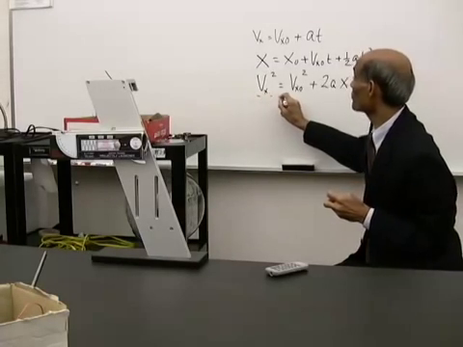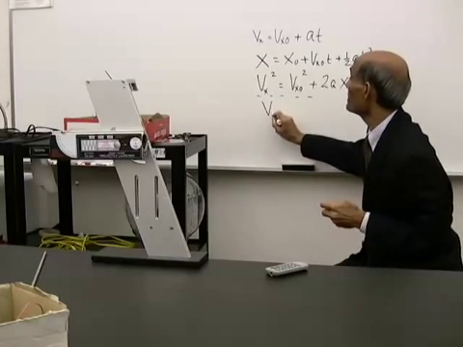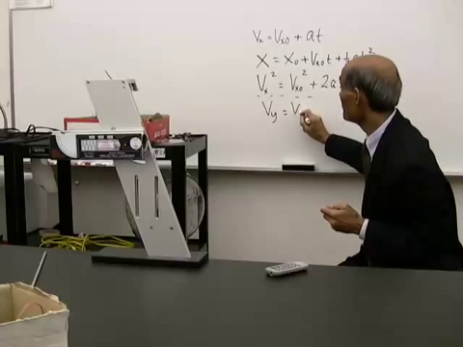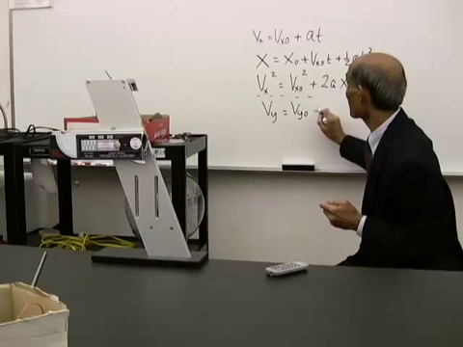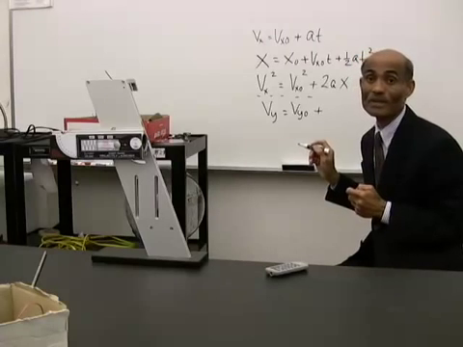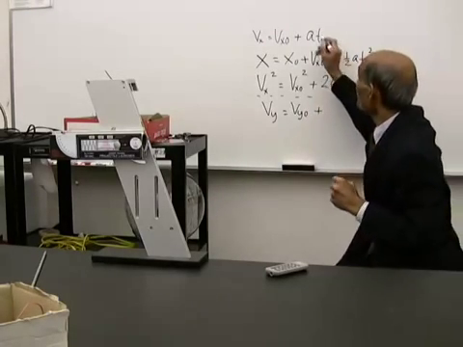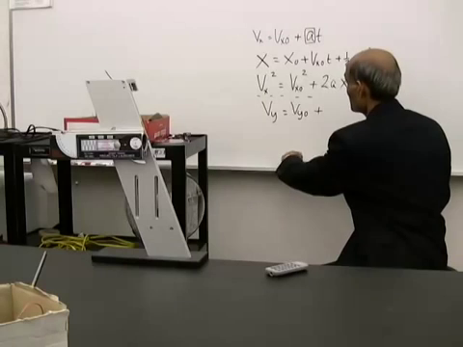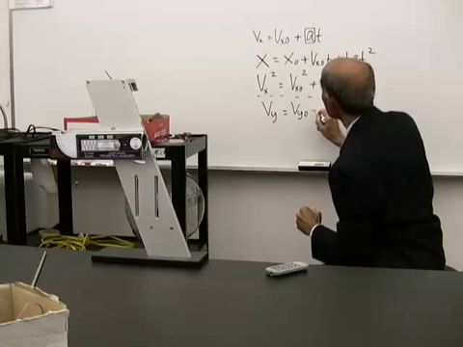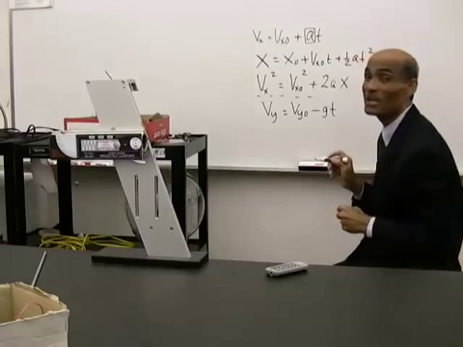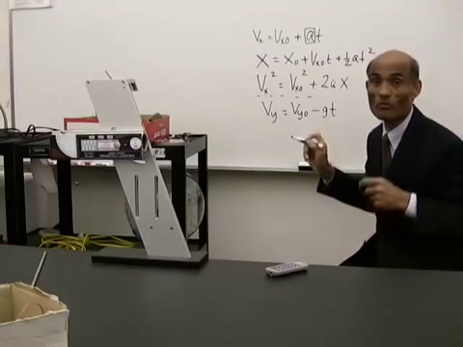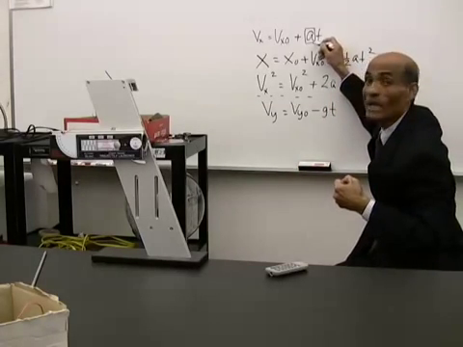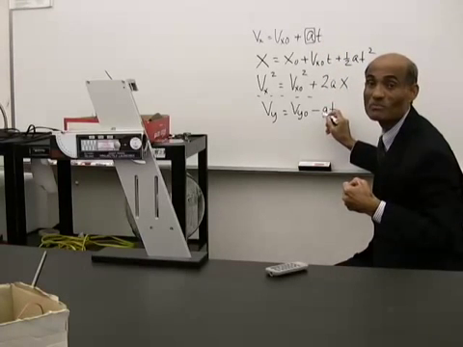When you want to discuss y motion, it will become Vy. The y velocity at any given time is Vy0 plus, well, you see, when you consider y motion, the acceleration a will become negative g. So, in place of plus at, it will become minus gt. I hope you understand that. For a vertical motion, the acceleration is negative g. So the a gets replaced by negative g.